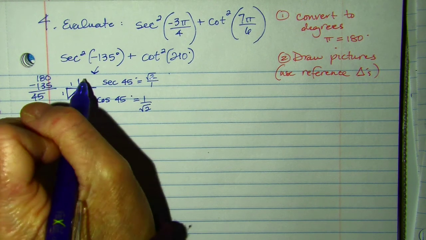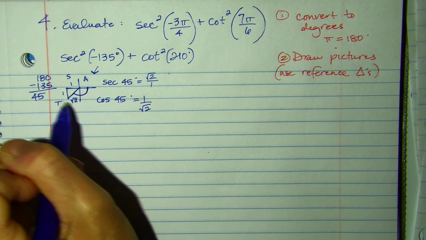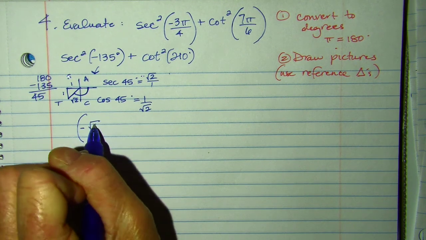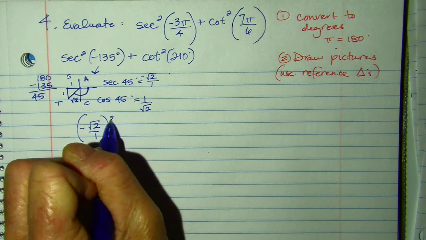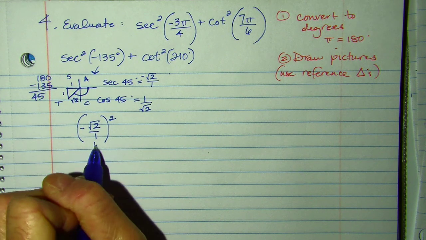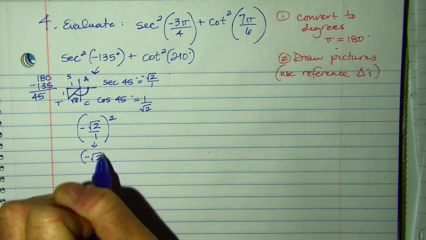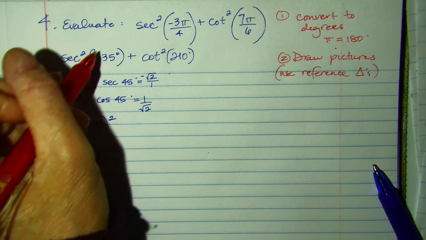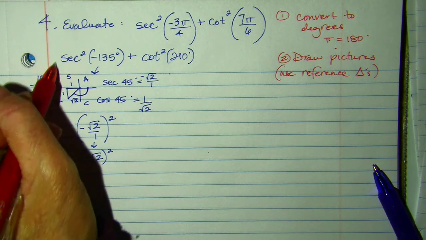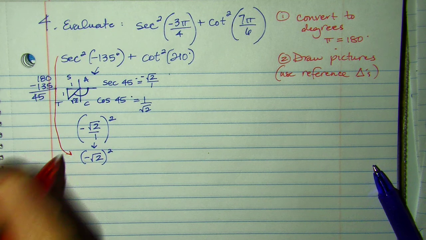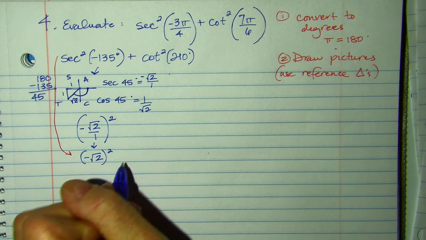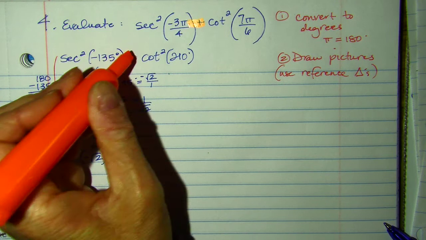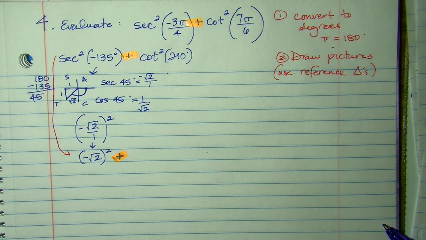Okay, then I have to talk about all students take calculus, so I know I'm negative. So I end up with a negative root 2 over 1 squared, or you could just write that as negative root 2 squared, right? You don't need the over 1. So I've evaluated this guy. Okay, then I'm going to bring down the plus sign, right, because this was an addition problem from the very beginning. So that is why there is a plus sign there.